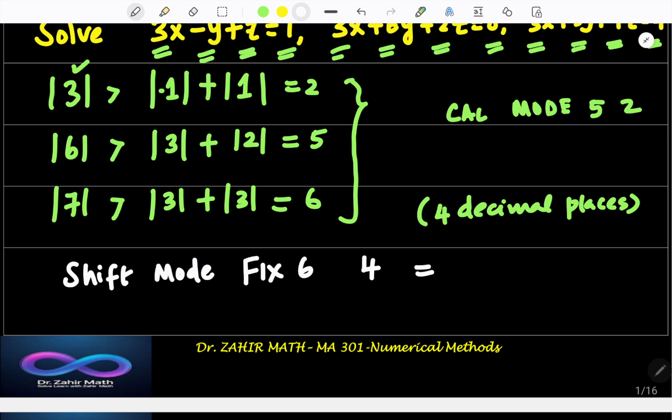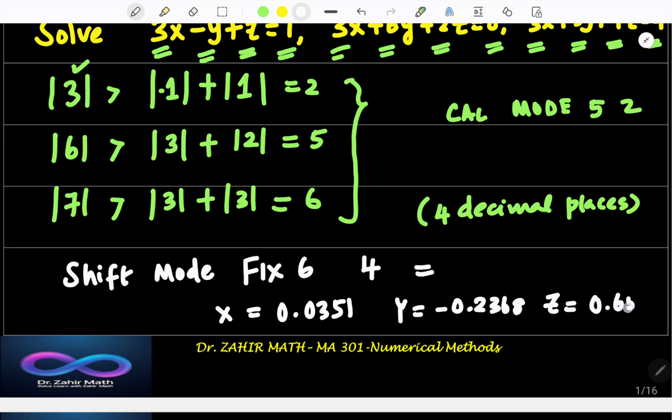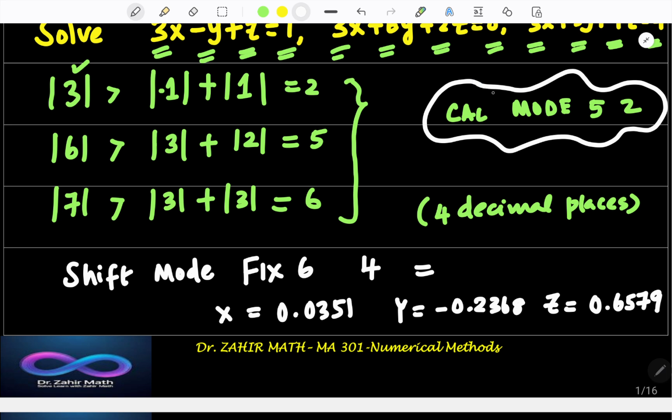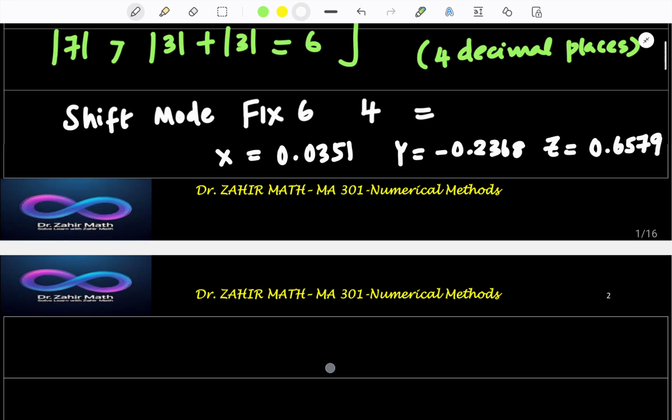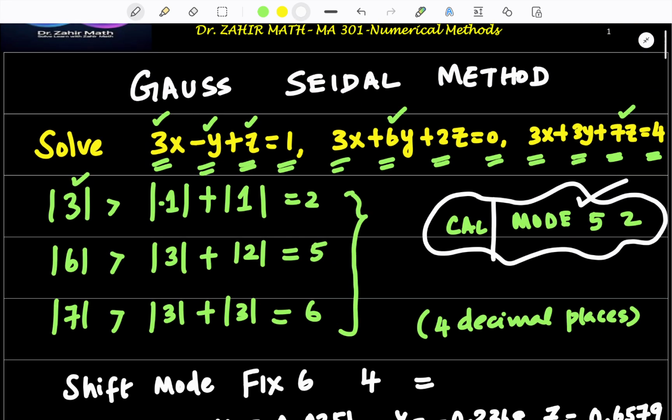Now I press all the values and I get the answer. X equals 0.0351, Y equals negative 0.2368 and Z equals 0.6579. These are the values from calculator mode 5. I use this one, I got these answers. Now we are going to use the Gauss-Seidel method. This one is already diagonally dominant.